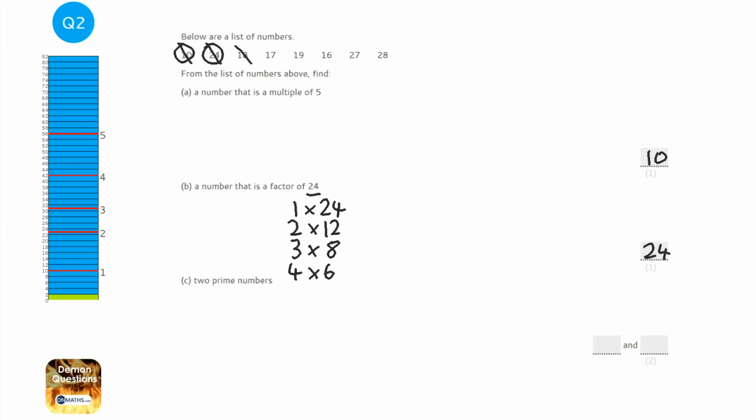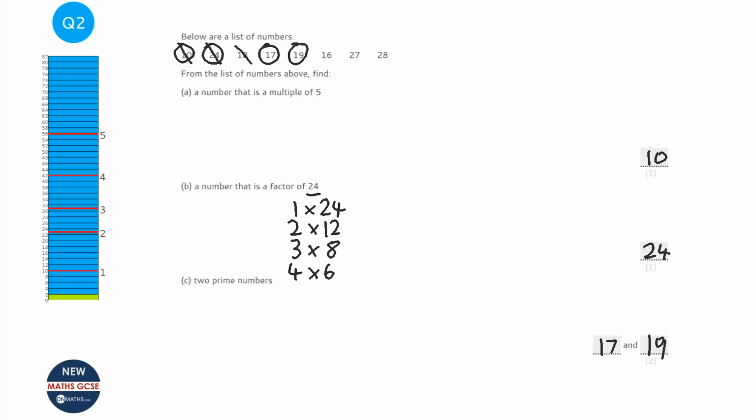17, I don't think of any times tables that 17 is in, so I'm going to say 17 is a prime number, which it is. And 19, well, I can't think of any times tables 19 is in, so I think that's a prime number. Let's go through the rest to make sure.